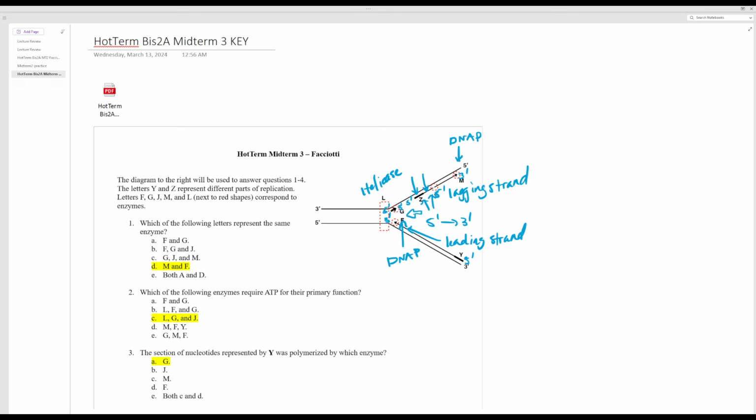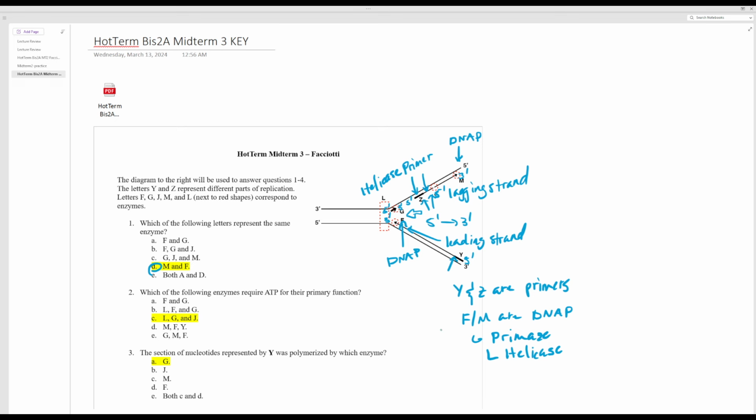And then G seems to be making this larger part here. Well, this larger part is corresponding to a primer. Notice how it's appearing at the very end and is what is being built off of. So we know if this is DNA polymerase, it must be polymerizing DNA, and so it needed the primer's 3' hydroxyl here to get started. So that means Y and Z are primers. And it looks like F and M are DNA polymerase. G is primase. And L is helicase. Okay, so which are the same? F and M.